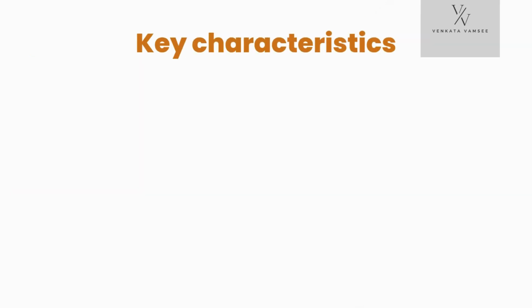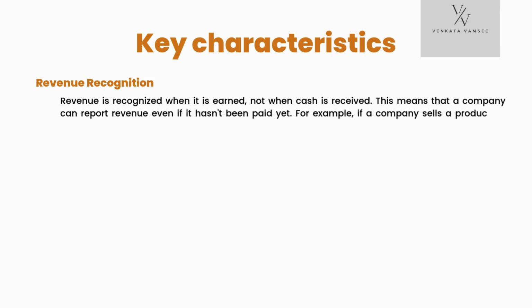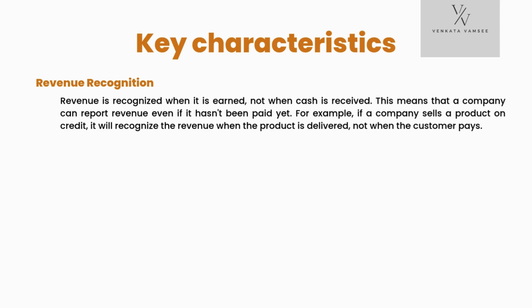Key characteristics. Revenue recognition. Revenue is recognized when it is earned, not when cash is received. This means that a company can report revenue even if it hasn't been paid yet. For example, if a company sells a product on credit, it will recognize the revenue when the product is delivered, not when the customer pays.